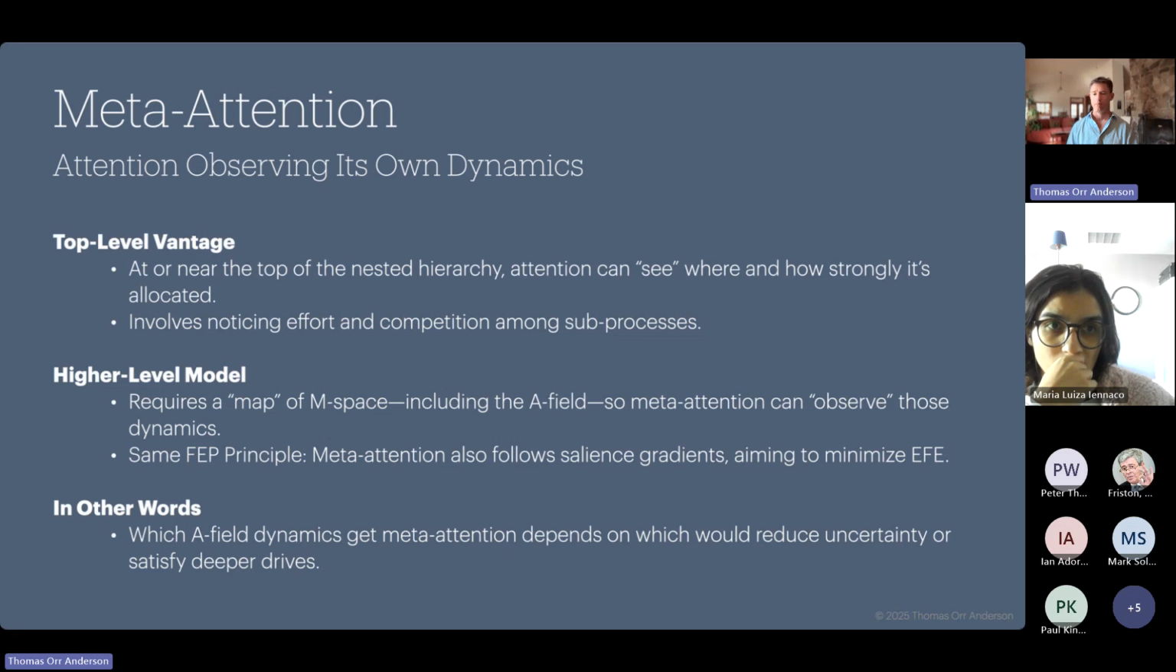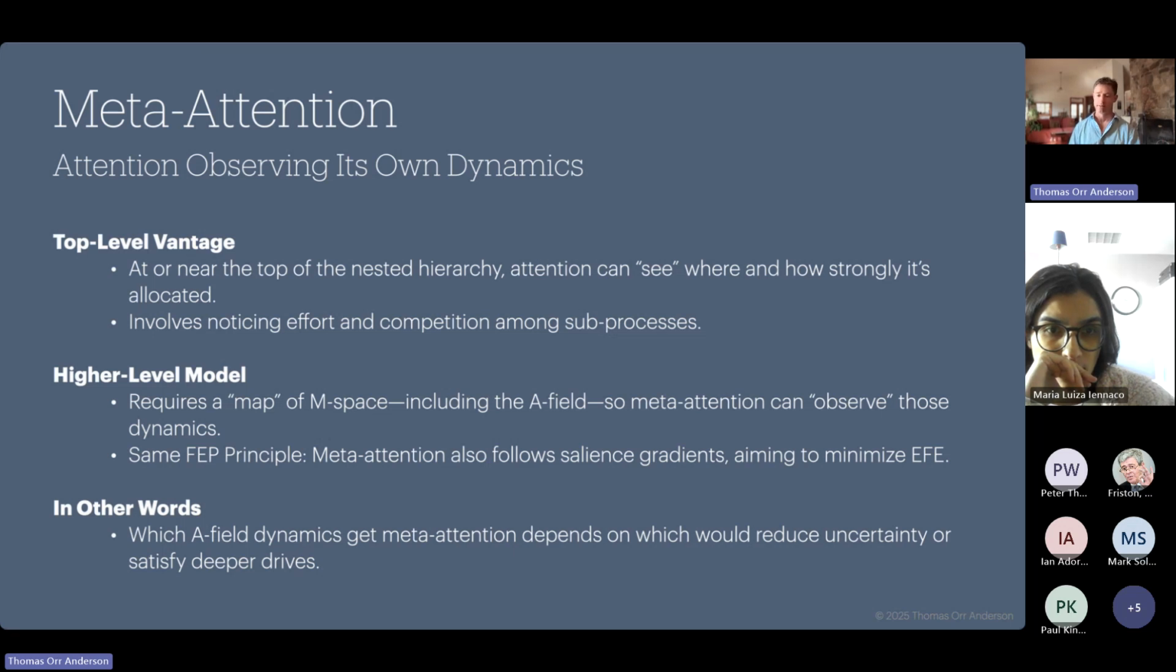But this seems to be capable of being made much more rigorous in the context of the free energy principle and active inference. But roughly at the top or near the top of the nested hierarchy, attention can see where and how strongly it's allocated. It involves noticing the effort and competition among subprocesses. So this requires that we have a map of our own M space and the attention dynamics therein so that we can observe those dynamics.